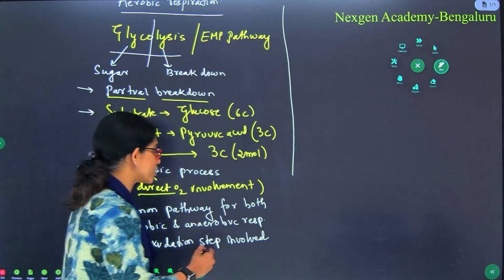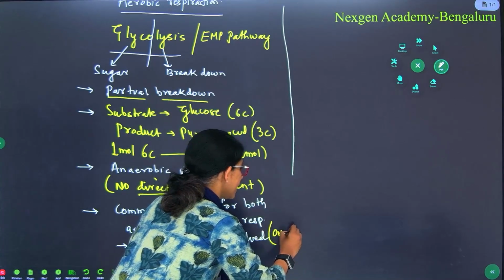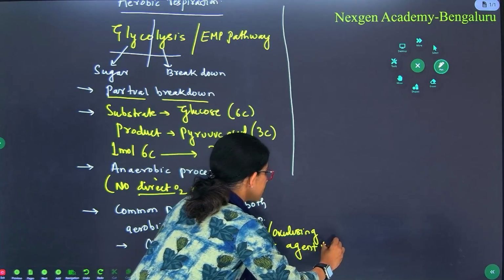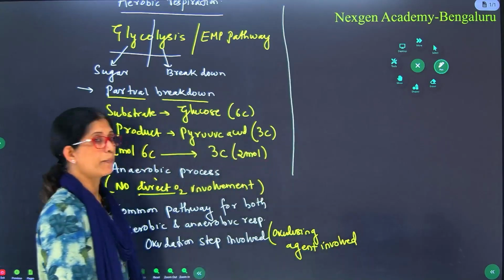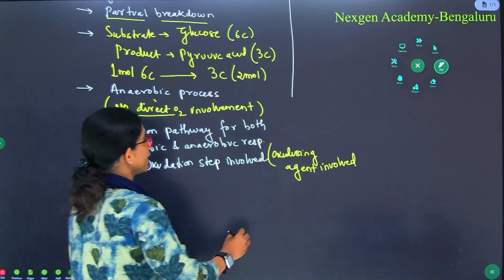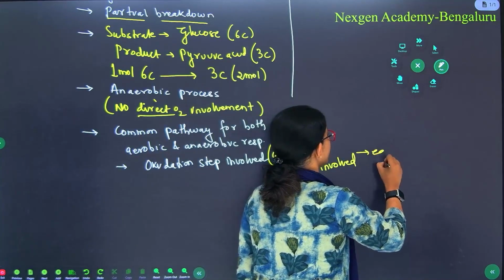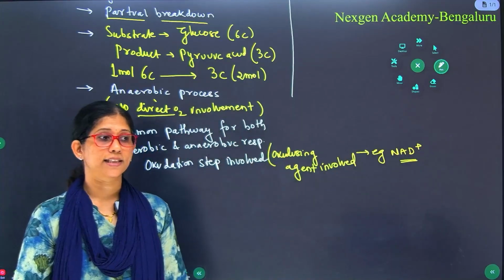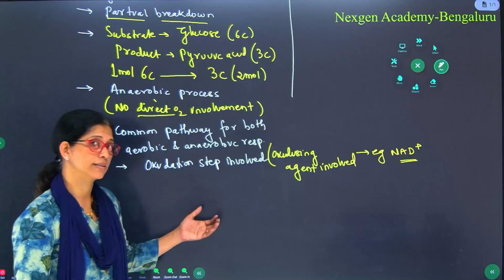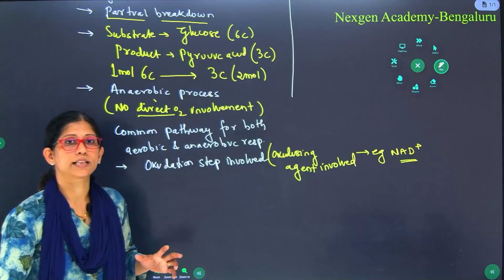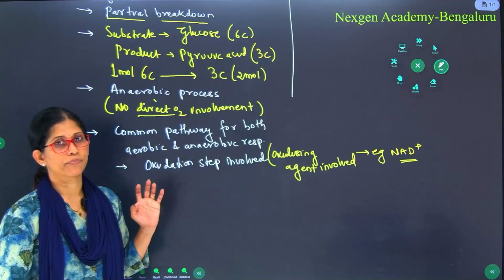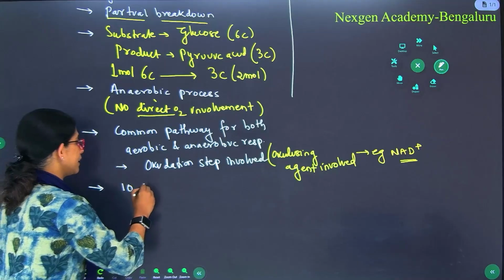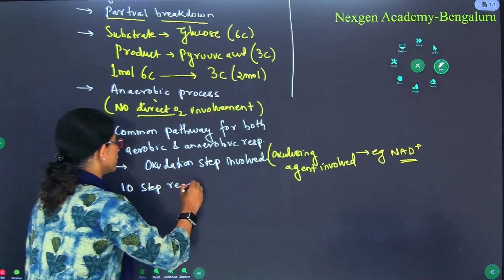When I say oxidation step, that means an oxidizing agent is involved. So there is a step here which involves the presence of an oxidizing agent. Which oxidizing agent is involved here? NAD plus. This is the oxidizing agent that is involved here. That is the reason I am telling you that one of the steps in the process is an oxidation step.